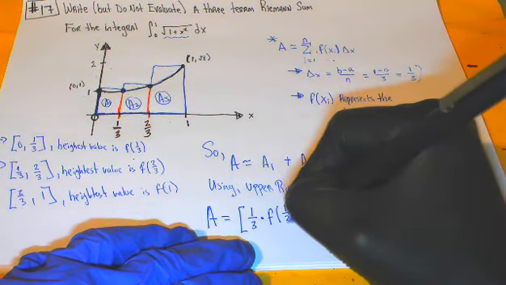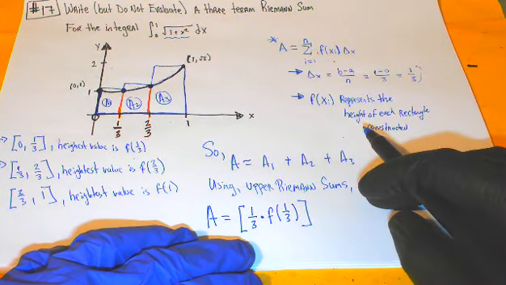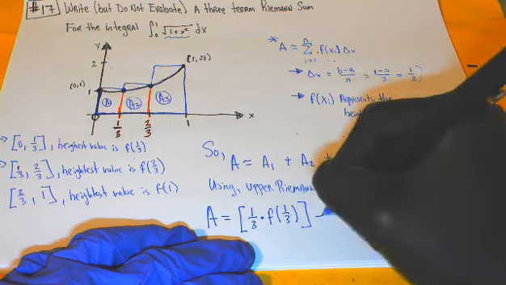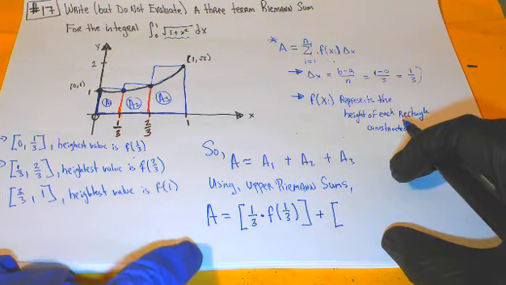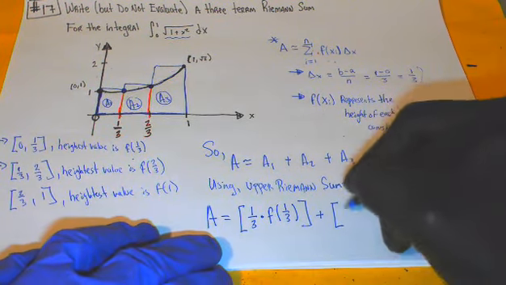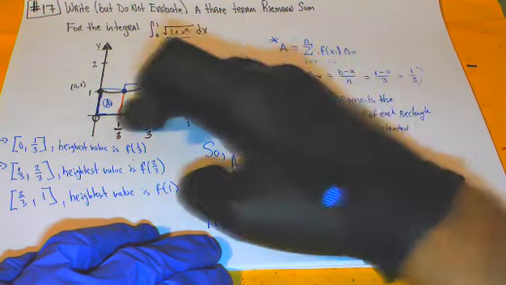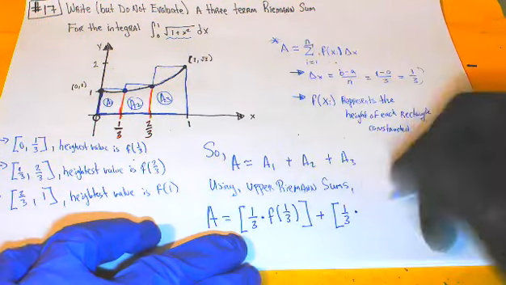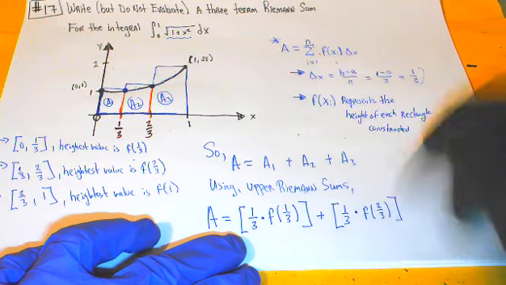What is it? Well, what I'll have to do is just take 1/3 and plug it into my function and then try to solve, but that's okay. We could leave that for another day. Plus, now for the second rectangle, its area will be 1/3, right? The width stays the same, times the highest value from that subinterval, from 1/3 to 2/3. Well, that's going to be f of 2/3. Plus.